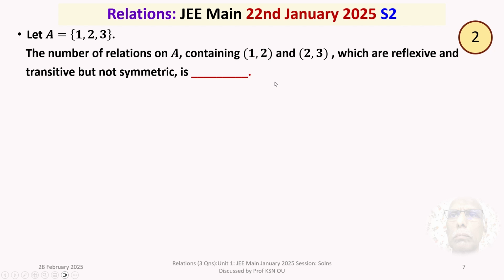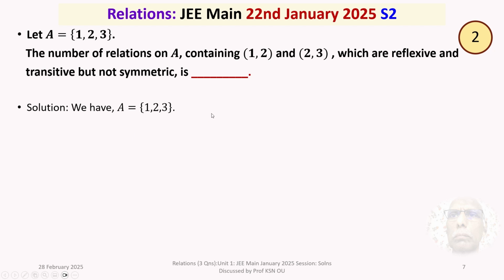So we have to count the number of relations on A containing these two ordered pairs which are reflexive and transitive but not symmetric. How many? That's the question. What is a relation on A? It is a subset of A cross A. Right. Let's now discuss the solution of the problem in detail.